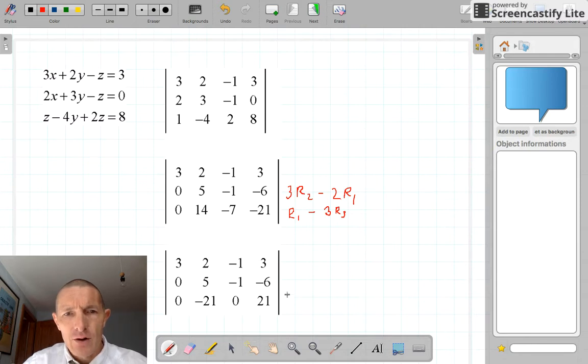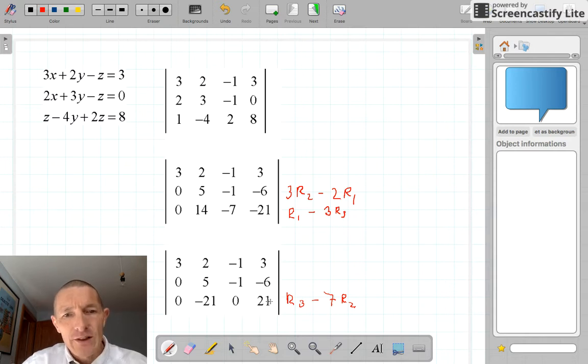So it's row 3 take away 7 lots of row 2. So this take away 7 lots of this is minus 21. This take away minus 1 times 7 is giving me 0. And this take away minus 7 times this is going to add on 42.